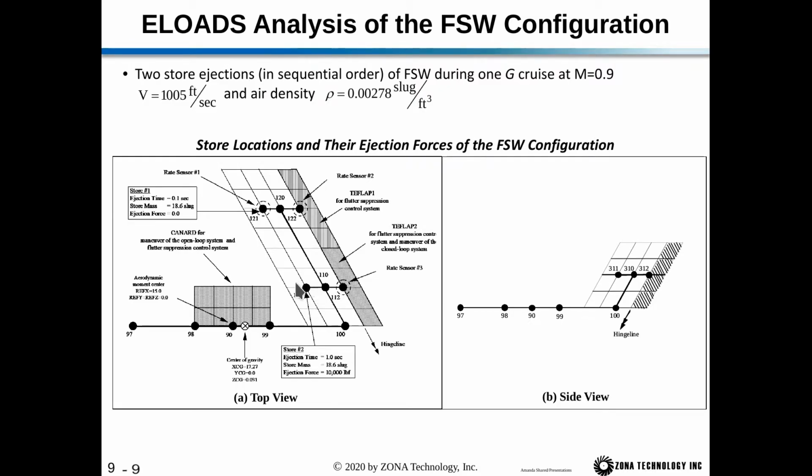The second store inboard, the ejection time is 1 second, the store mass is once again 18.6 slugs, and here we have an ejection force that peaks at 10,000 pounds. So in this case, we're going to blow the store away from the aircraft. So the response will be a combination of the force that's used to push the store away from the aircraft, and then also the change in mass due to the dropping of the store.